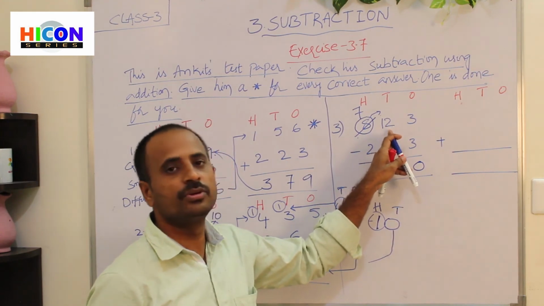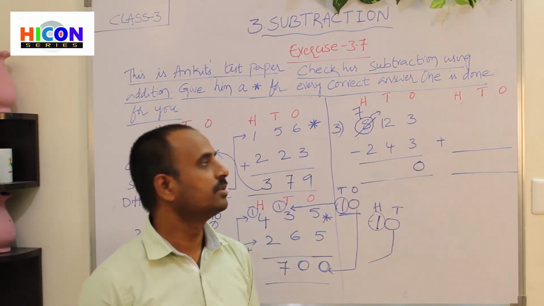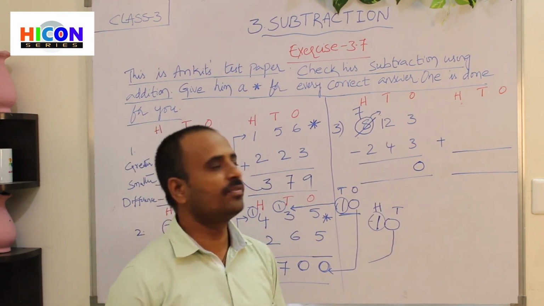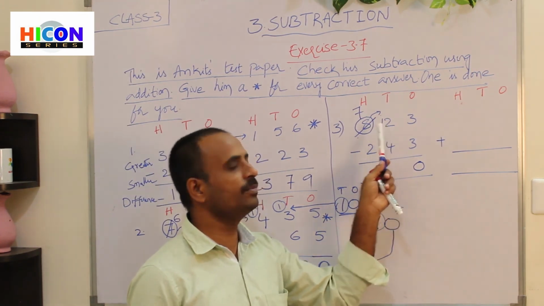There is already 2, so simply write 1 before it, then it becomes 12. So now do the subtraction. What is the first number here? 12. What is the second number? 4. Subtract 4 from 12.